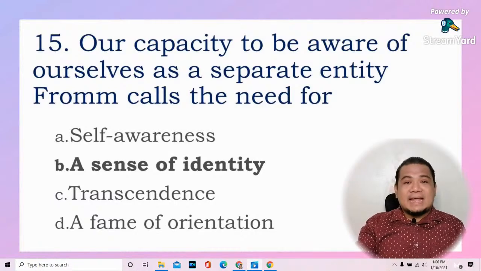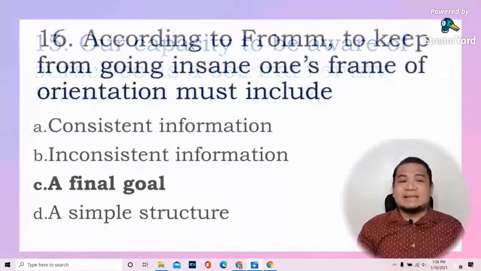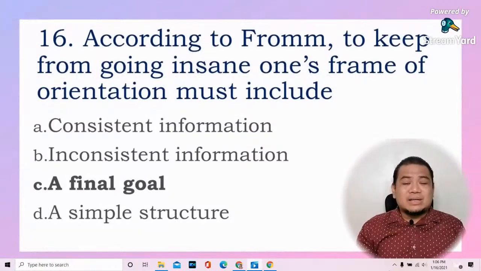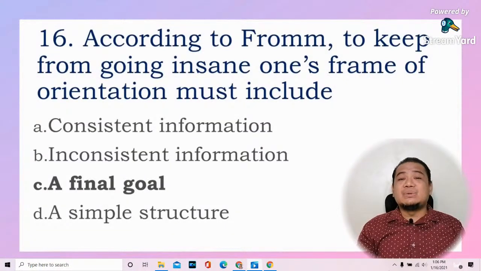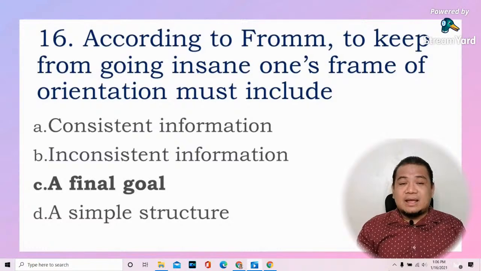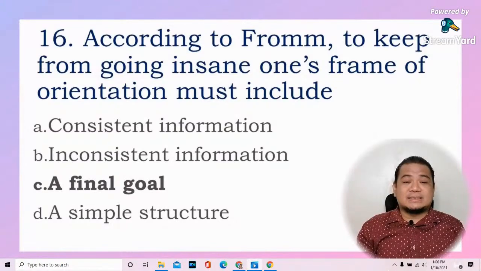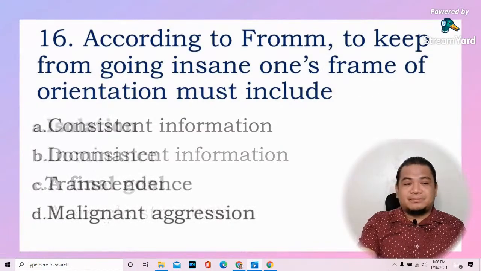Number 16. According to Fromm, to keep from going insane, one's frame of orientation must include letter C, a final goal. A roadmap without a goal or destination is worthless. Humans have the mental capacity to imagine many alternative paths to follow. To keep from going insane, however, they need a final goal or object of devotion.